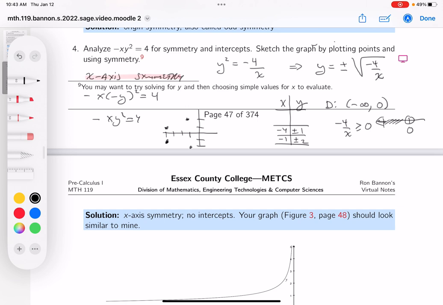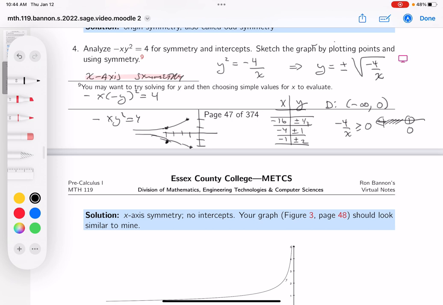You could keep doing this, taking more and more values. For example, I could take like minus 16. And someone says, why'd you do that? Because it's easy. And minus 4 divided by minus 16 is a quarter, and the square root of a quarter is a half, so plus or minus 1/2. I think you get the idea that this thing is going to get smaller and smaller over here. I'll put this over here. And again, it's symmetric. It's going to look sort of like this over here.